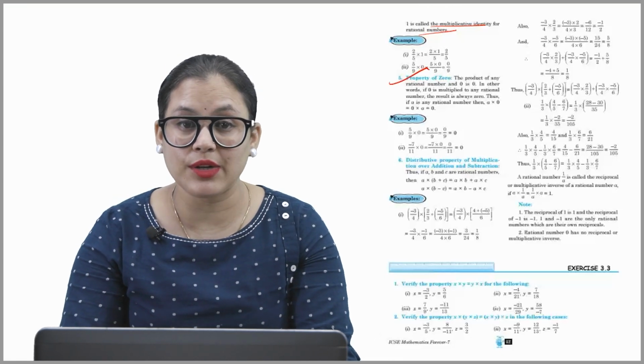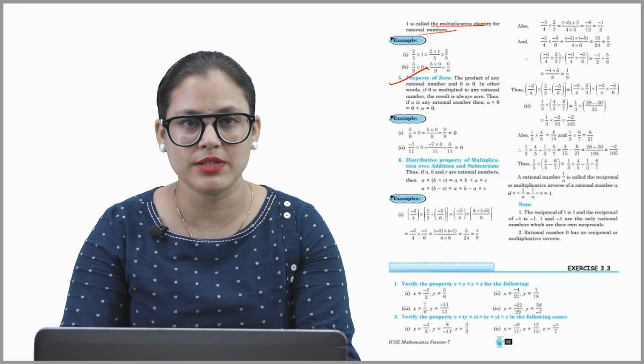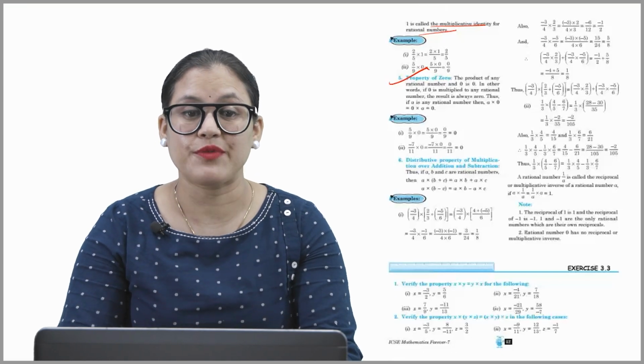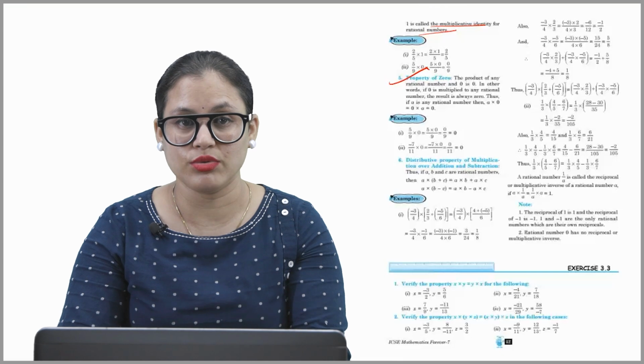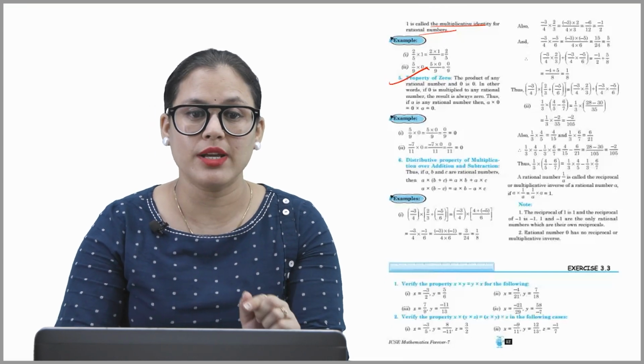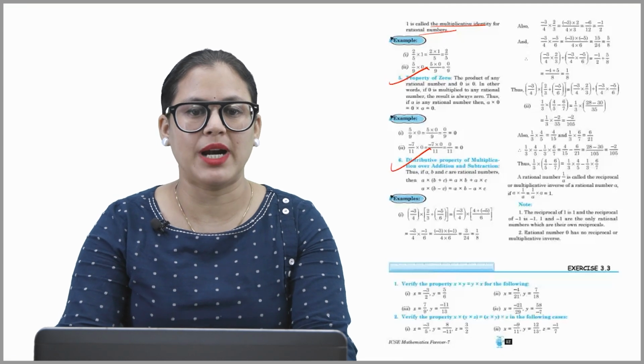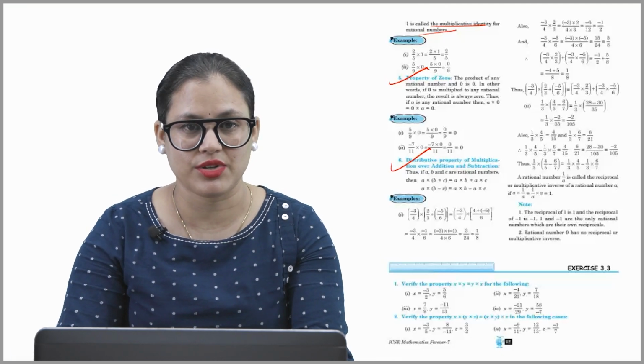Number 5, property of 0. The product of any rational number and 0 is 0. In other words, if 0 is multiplied to any rational number, the result is always 0. Thus, if A is any rational number, then A into 0 is equal to 0, or 0 into A is equal to 0, right?